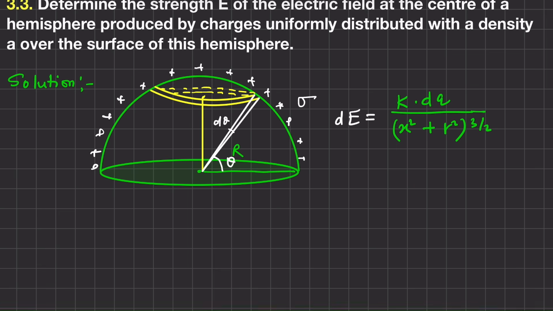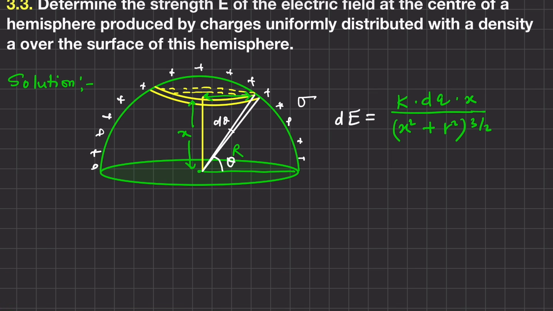Okay, k dq over (x square plus r square) to the power 3 by 2, and here guys there would be an x. So k dq x upon (x square plus r square) to the power 3 by 2, that would be the formula that you are going to have for the ring element. Okay, so if you see guys here, the x would be this distance for this particular ring element, and this would be the r for this element.